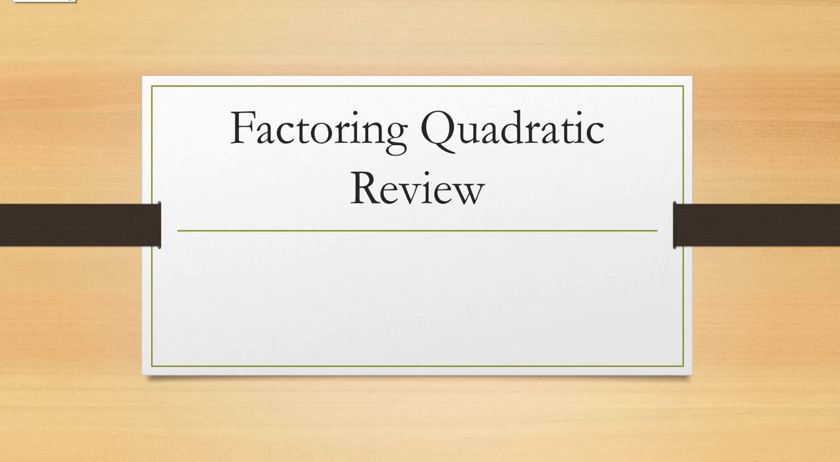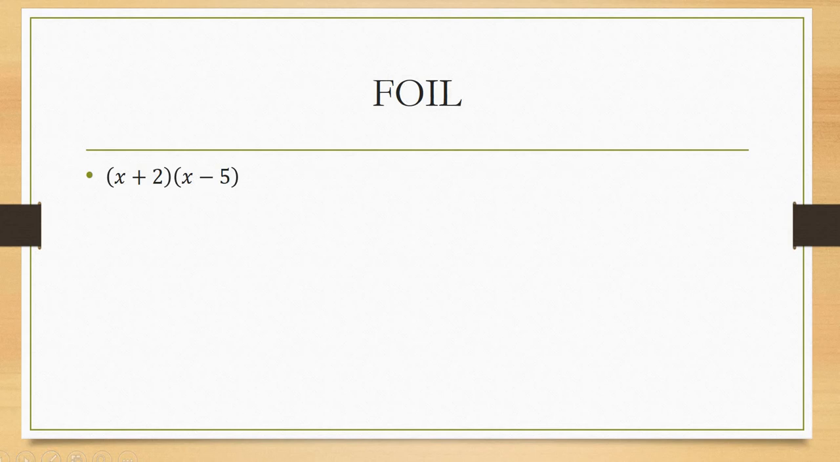Okay, this is our review for factoring quadratic equations. I'm going to start with multiplying because multiplying and factoring are inverse operations. If I multiply 3 times 5, I get 15. If I factor 15, I get the products 3 times 5. So we need to know how to multiply in order to know how to factor. So let's review our multiplication.